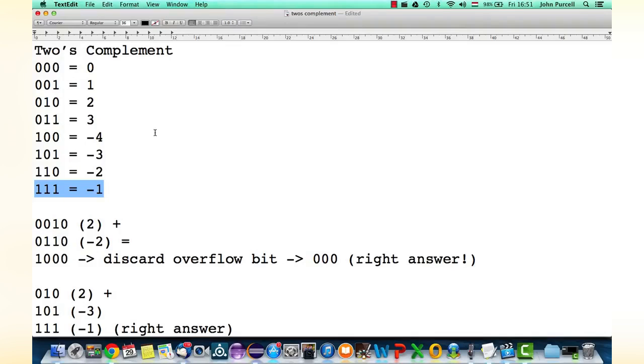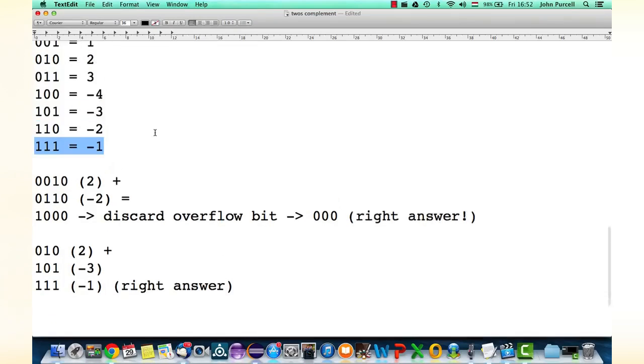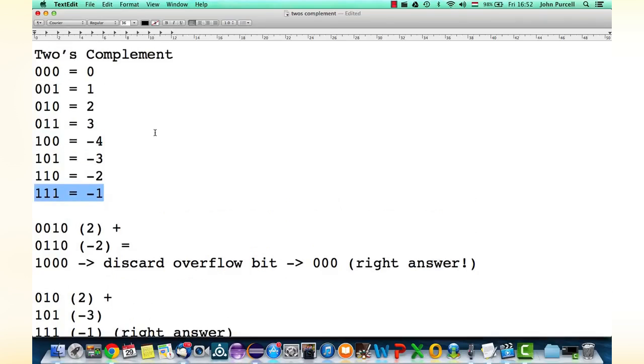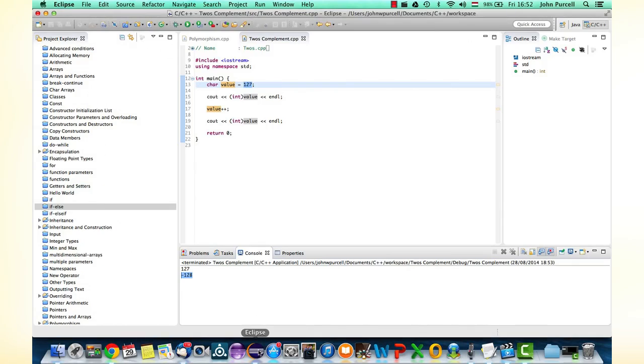The only thing you have to bear in mind is that if you get an answer that's too big to fit in your type, then you are going to get an overflow. It's not going to fit in 3 bits or 8 bits or whatever. But this system, 2's complement, is the way that we represent numbers in the computer's memory, because it doesn't waste any values. There's only 1 0, and it makes arithmetic really natural to do. We just have to discard some overflow bits.